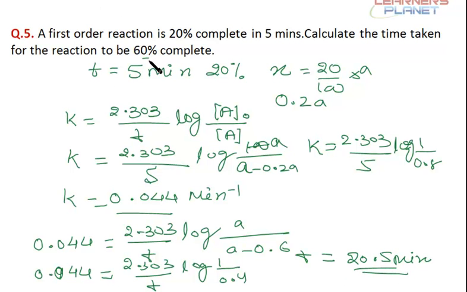So in such cases where two conditions are given, say first of all the time taken for 20% completion is asked, and the time taken for 60% completion is asked, and you are not provided with the value of K also, then you first need to find out the value of K, and this is the way you can find out the value of K, right? So it is 20%, so it's 0.2A. Fine. Now let's move to our next question.